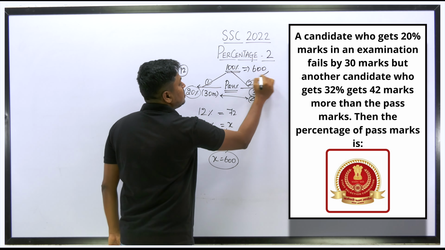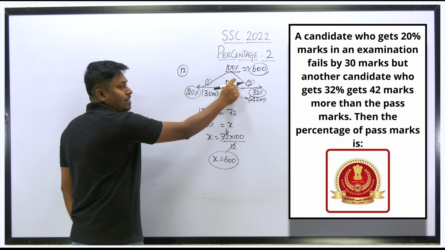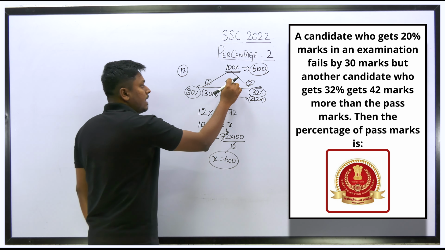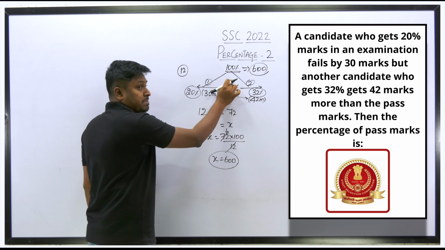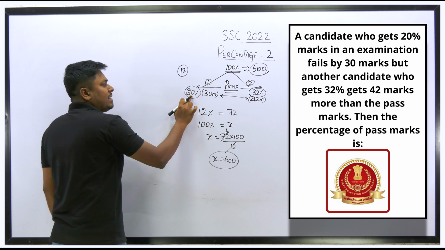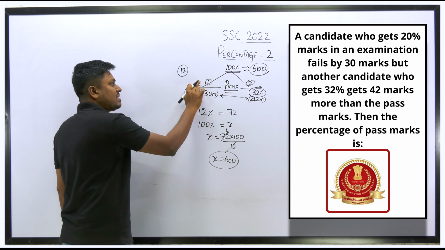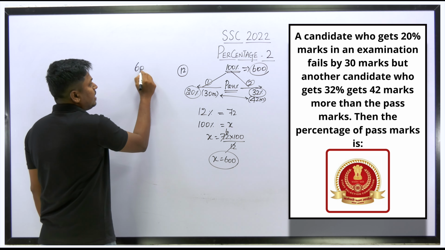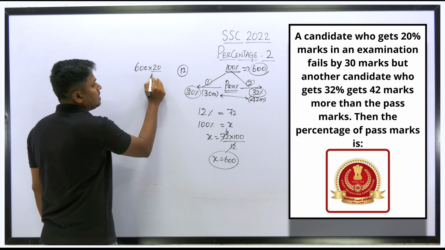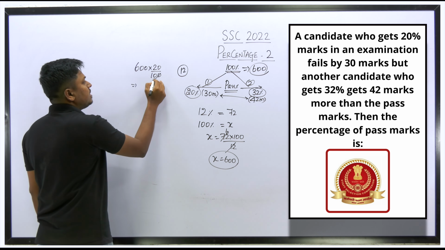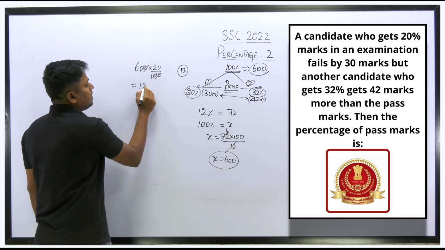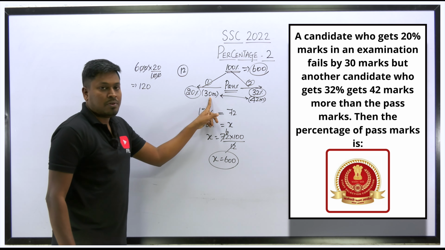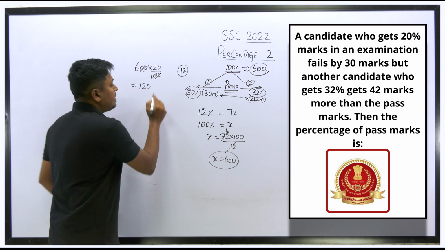But our target is to find the pass percentage here. First let me find the pass mark. Just see here. Let me take any one candidate, the first candidate, right? The first candidate secured 20% marks. So out of 600, let me find what 20% is. Right, 20% will be how much? 0, 0, 0, 0 here. So 120. He got 120. If he got 30 marks more, then he could have cleared the exam. So add 30 here.